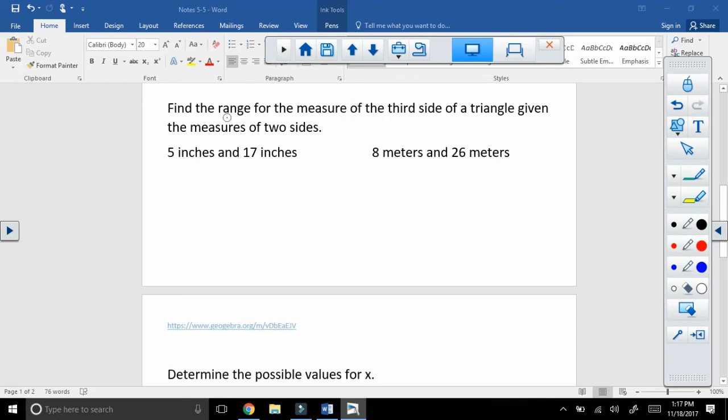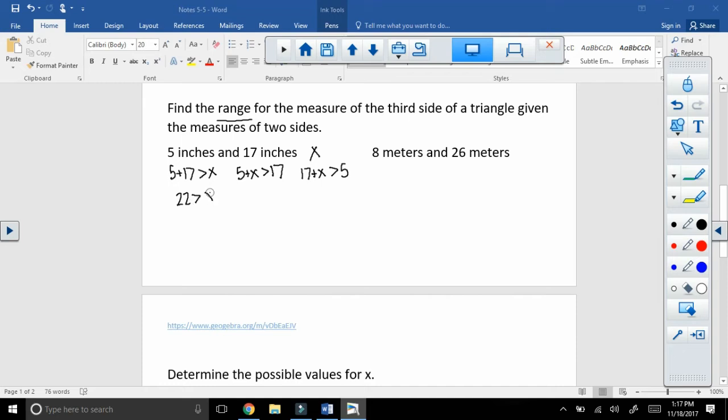Okay, for this next one, it says we want to find the range for the measure of the third side of the triangle given these two. So I don't know the third side. I'll just call it x. But I do know that 5 plus 17 has to be greater than x. I know that 5 plus x has to be greater than 17. And lastly, I know that 17 plus x has to be greater than 5. So what I would do is I would just think about what each of these are separately.